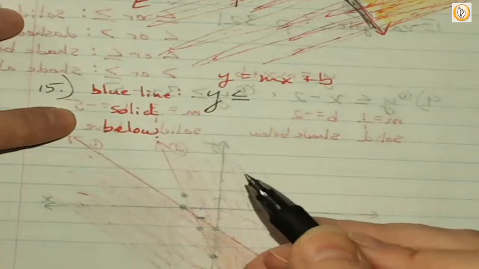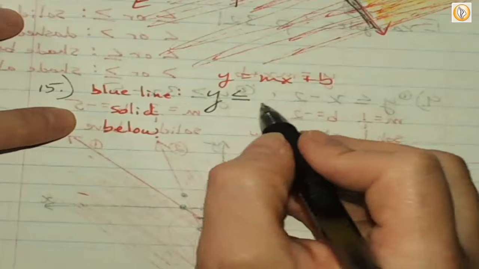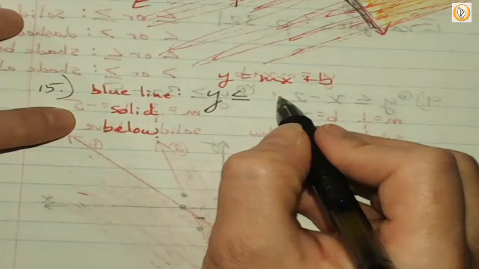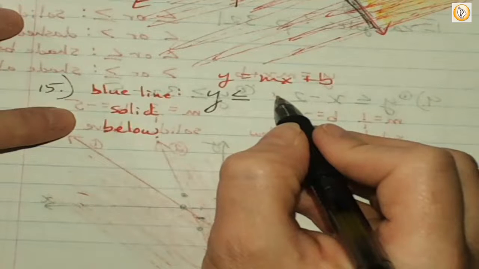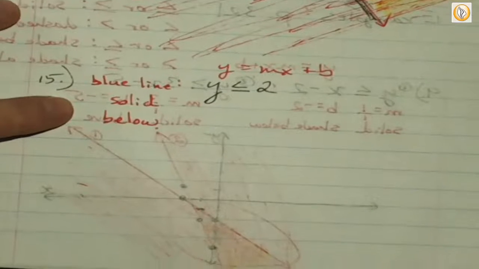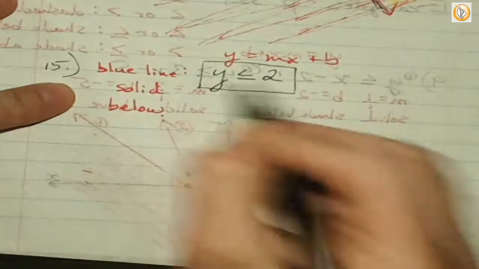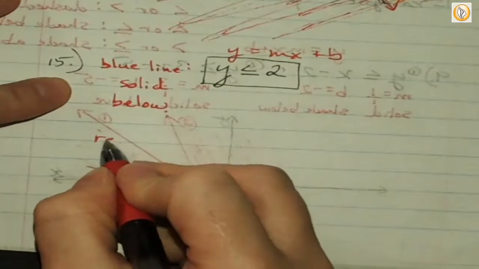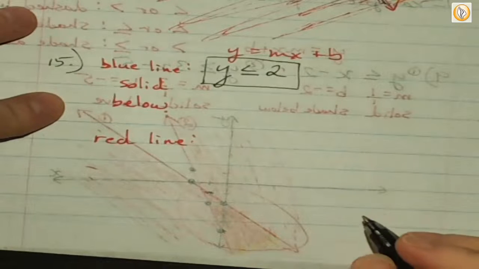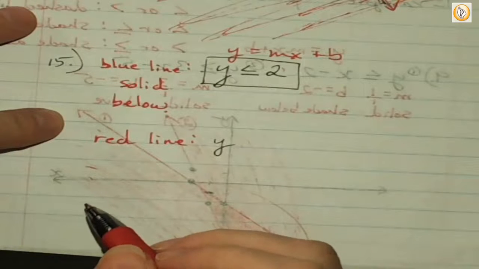Now, does the blue line have a slope at all? No. So we don't even have an x or anything. Where does it cross on the y-axis? Positive 2. So there's your first equation. That's one of your answers. In fact, I'm going to go ahead and box it. Now we have to do the red line. Okay, the red line, is it solid or dashed, Michael?